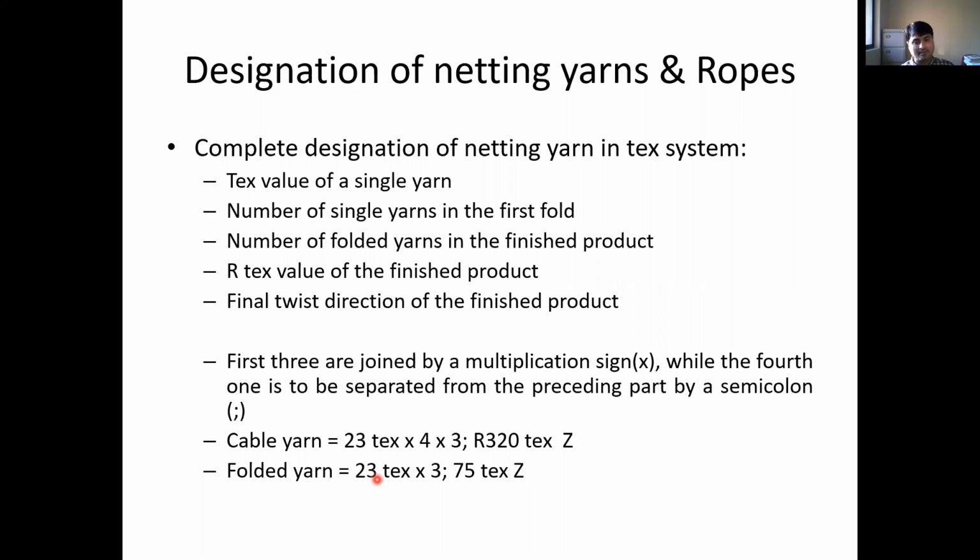Nobody is telling. अभी केबल yarn समझाया ना, अभी folded yarn का है ये. अभी केबल yarn समझाया 23 ticks. Like that, folded yarn is having also 23 ticks. Means what?